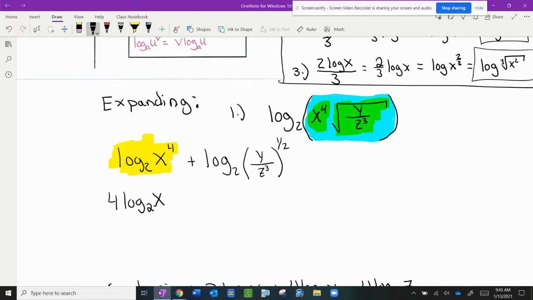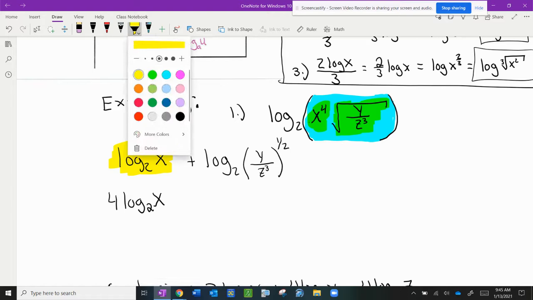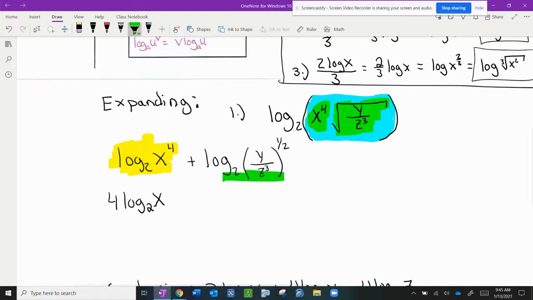And then that one's completely done. I have no more expanding left with that one. I just have a log base 2 of x. All powers are done. But if you notice my second log over here, I have a lot of things I can do. First thing I'm going to do is notice that I've got to bring that 1/2 down in front.